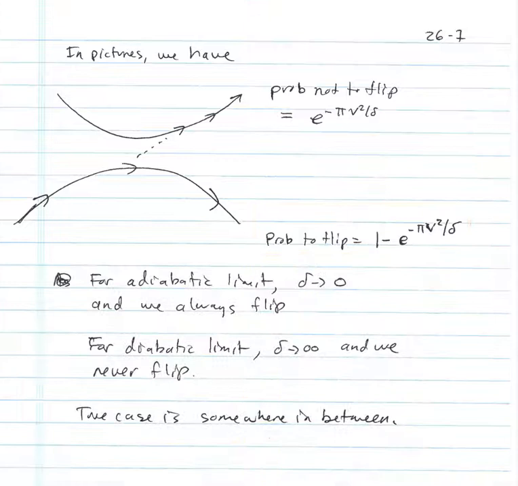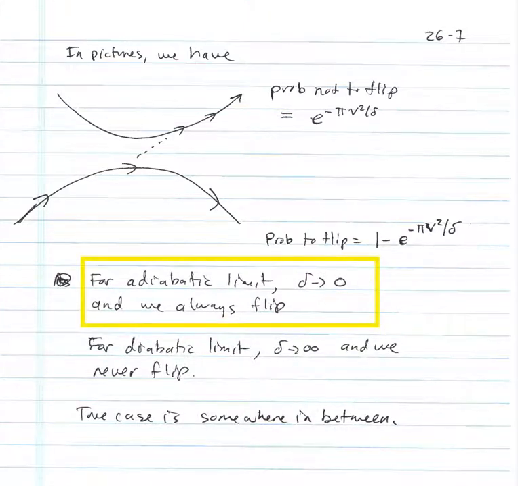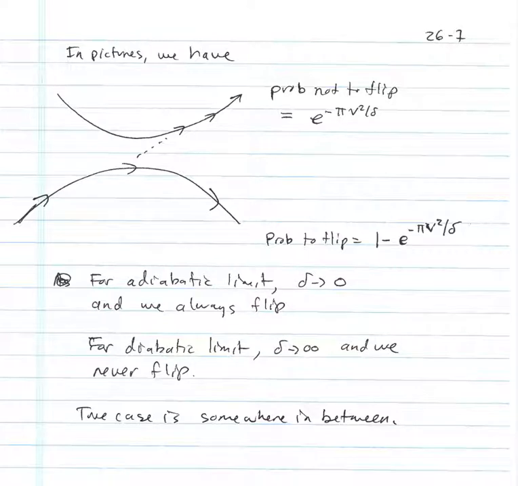And now in the adiabatic limit, that's when delta goes to 0. So when we do this very, very slowly, we always flip the spin. And in the diabatic limit, where delta is very, very fast, we never flip. We always stay in the same state. You can think of it as traversing so rapidly that we just tunnel across the gap and stay, making the switch from the ground state to the excited state instantaneous energy curves as we change the Hamiltonian very quickly from one state to the other state. And of course, the true case is somewhere in between these two.